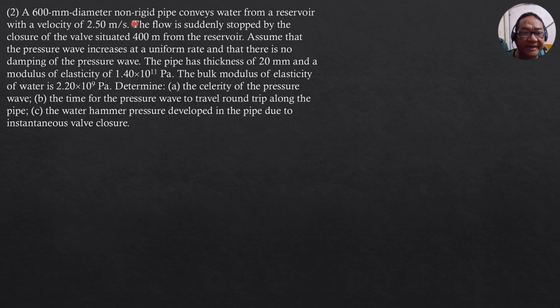So for problem 2, a 600 millimeter diameter non-rigid pipe conveys water from a reservoir with a velocity of 2.5 meters per second. The flow is suddenly stopped by the closure of the valve situated 400 meters from the reservoir. Assume that the pressure wave increases at a uniform rate and that there is no damping of the pressure wave. The pipe has thickness of 20 millimeters and a modulus of elasticity of 1.4 times 10 to the 11 pascals or 140 gigapascals. The bulk modulus of elasticity of water is 2.2 times 10 to the 9 pascals or 2.2 gigapascals.